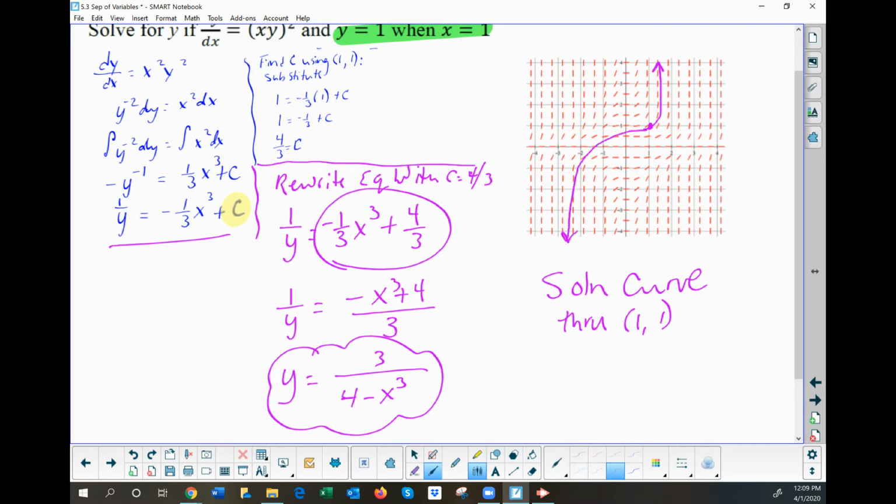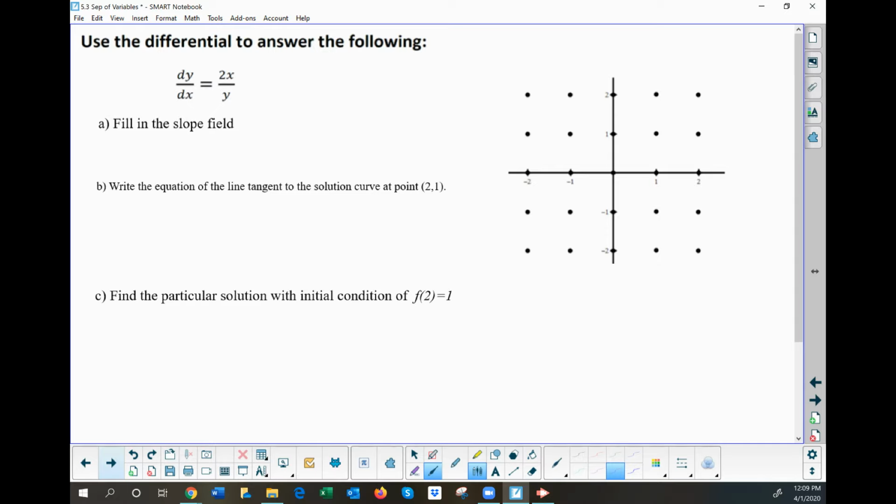All right, next. On the back side, looks like we have two more questions. It says use the differential equation to answer the following. dy/dx equals 2x over y. Fill in the slope field, write the equation of the tangent line, find the particular solution. This looks like it was probably a free response question on the AP or very similar to one.